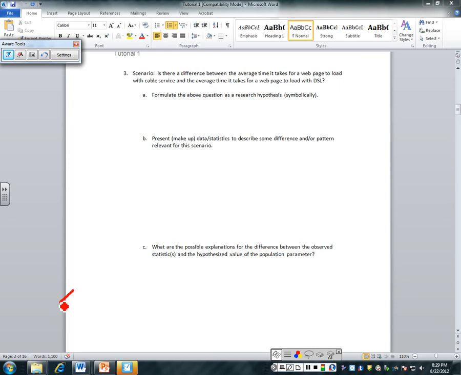Good. Okay, is there a difference between the average time it takes for a web page to load with cable service and the average time it takes for a web page to load with DSL? So we're talking about averages. There are two groups. Mu A is the population mean for group A, those with cable service, and is that greater than the population mean time to load for those with DSL, letting A be cable service and B be DSL.